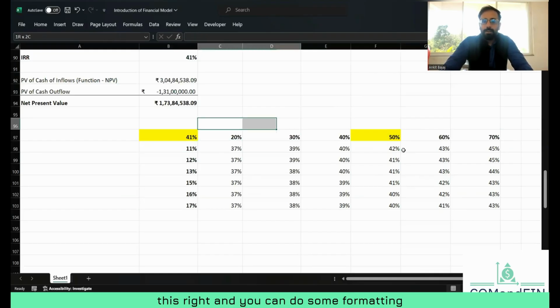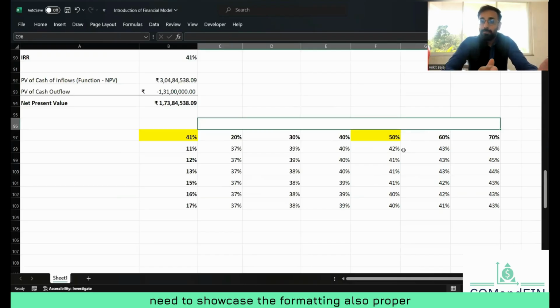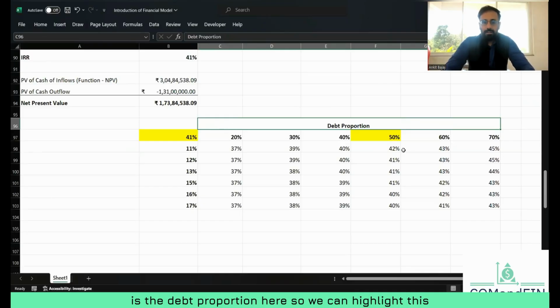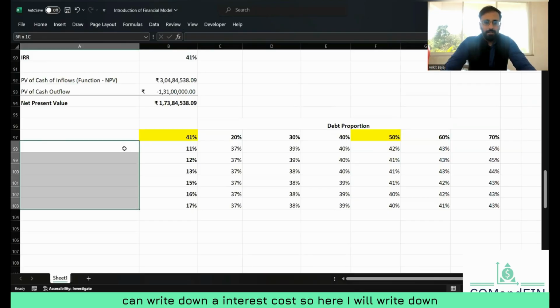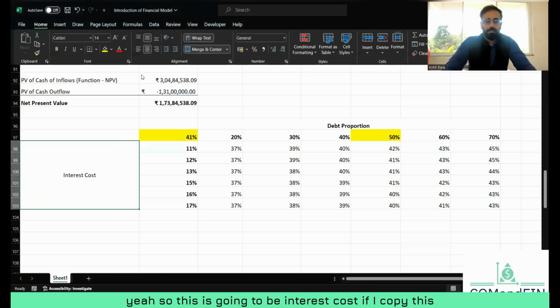And you can do some formatting when you present this in front of investors. You need to showcase the formatting also. Proper formatting should be there. So here I can write down the debt proportion, and we can highlight this separately. And here you can write down the interest cost. I will center this, then we can do the proper formatting. So this is going to be the interest cost.